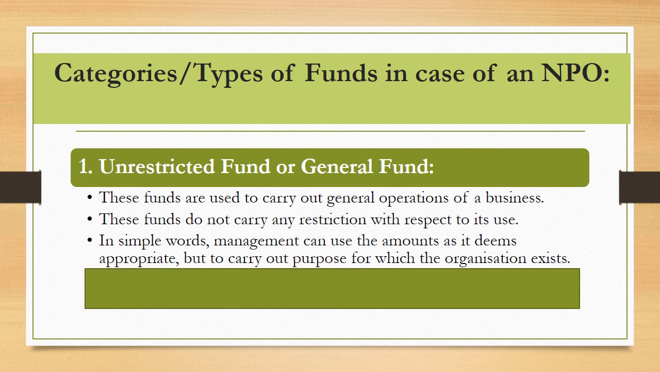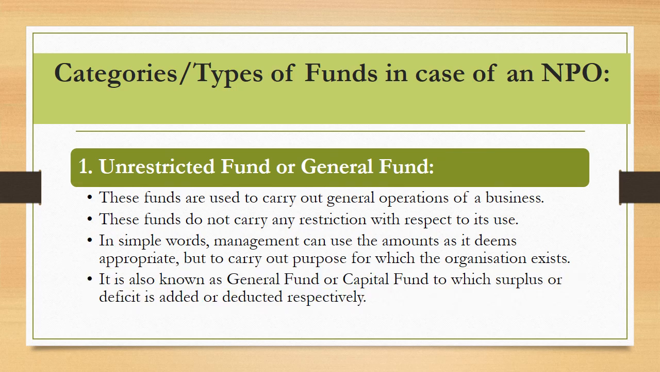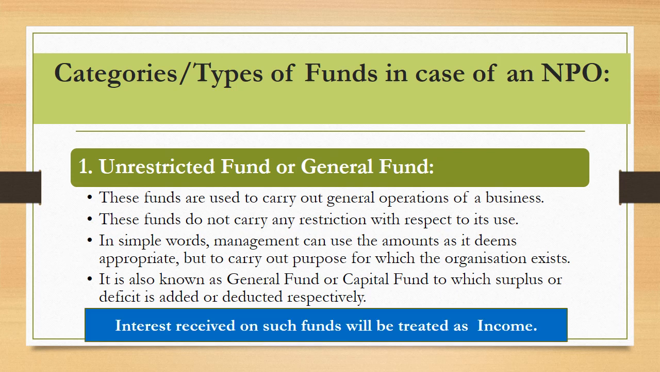Now finally, the last and one of the most important things, इन फंड्स को जनरल फंड भी बोला जाता है और कैपिटल फंड. And any income which arises on these funds in form of interest, since we are investing this fund somewhere, and the income which is generated from such fund will be treated as income for NPO, and it will be shown on income and expenditure account, whereas fund balance will be shown on liability side of balance sheet.